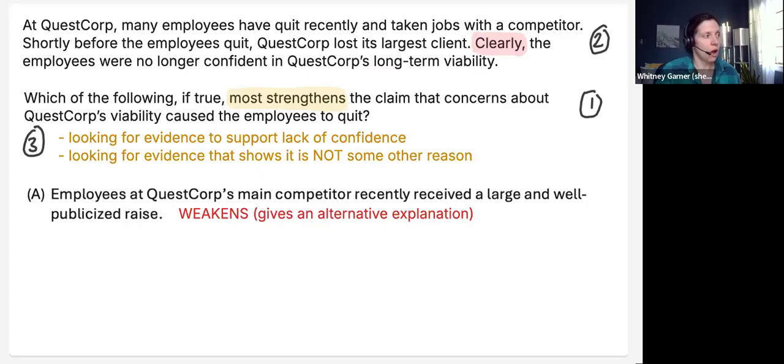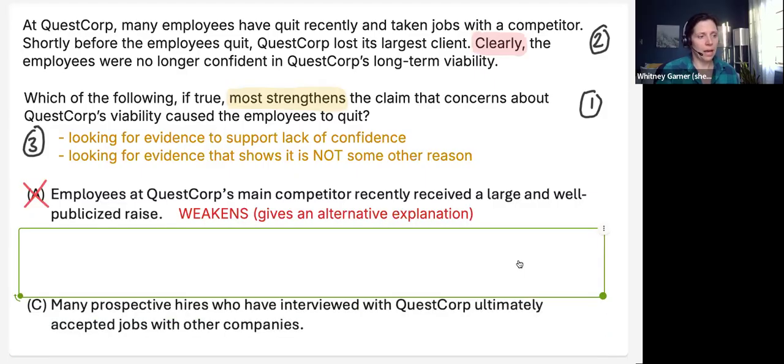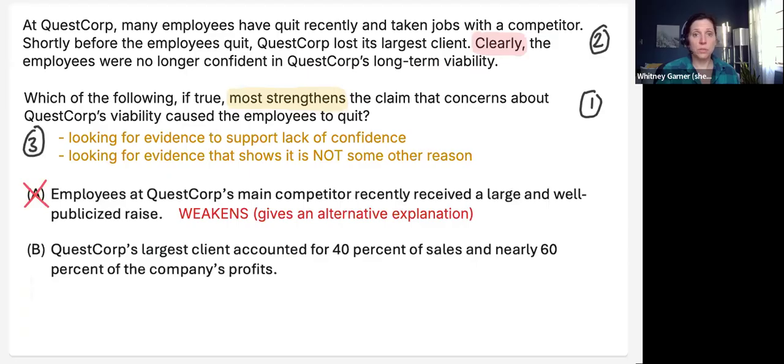Okay, so our first one is a weakener because it gives an alternative explanation. How about answer choice B?